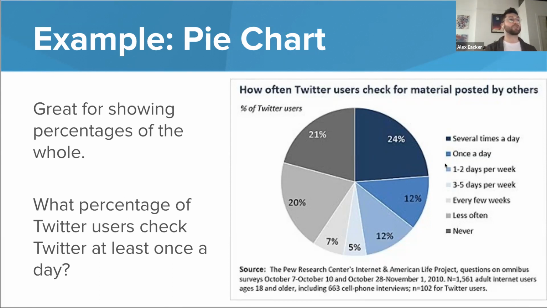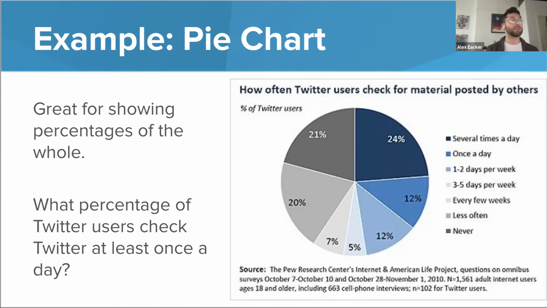But what we're most interested in here is, okay, we know that 12% are checking once a day. So if I'm a company trying to use Twitter as a device to post social messages, how many of our users are potentially looking at that? Pie charts are a good way to visually understand the percentages of people that you're going to actually be able to reach via a specific system.